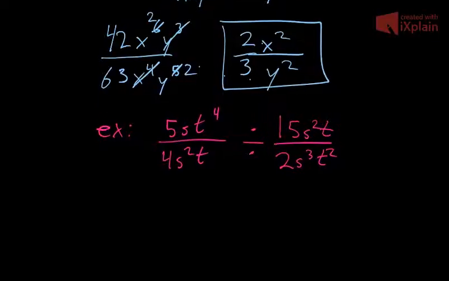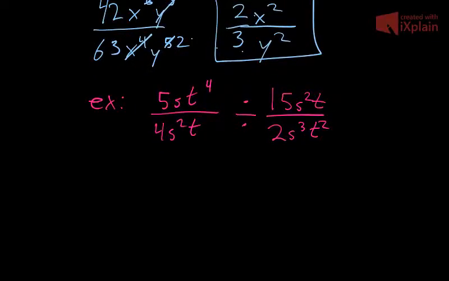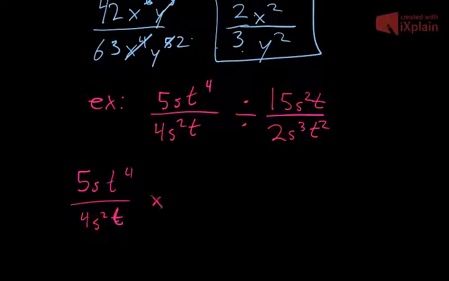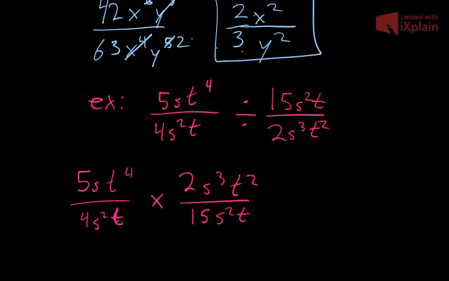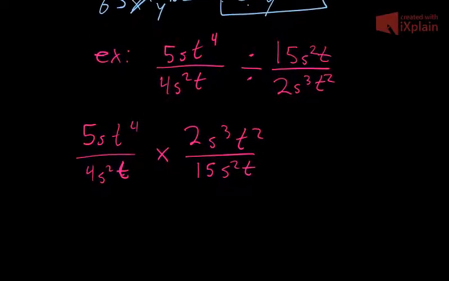And whenever we see division, like I said earlier, we want to think multiplication. So division is not actually a thing, it's just multiplying and flipping. So we're going to keep the first bit, which is our 5s t to the fourth over 4s squared t. I don't like to divide, so we can change that to multiplying. And to do that, I have to flip the second term. So it's going to be 2s cubed t squared over 15s squared t. And now it's a multiplication problem. I can solve it just like the first one.